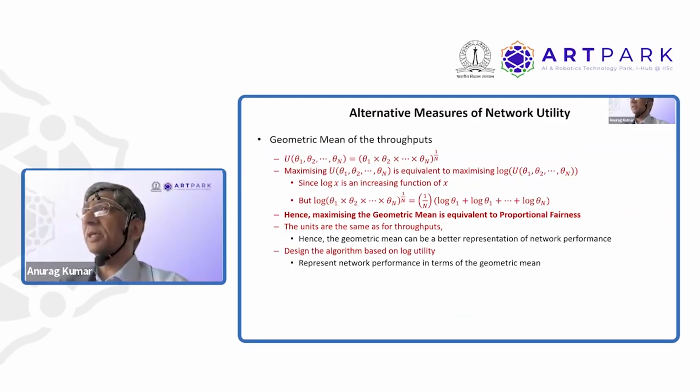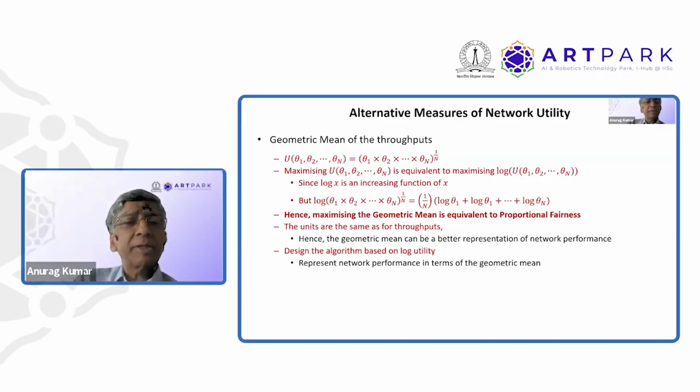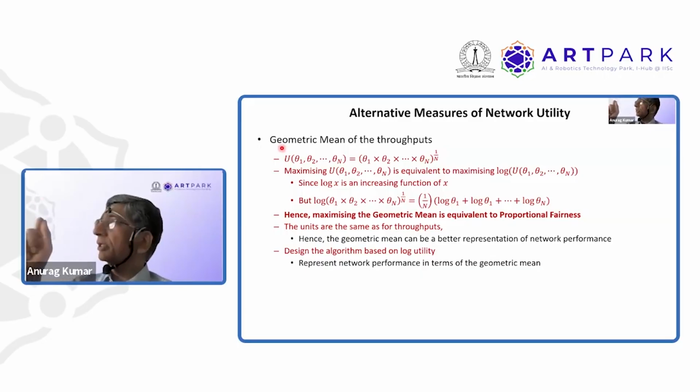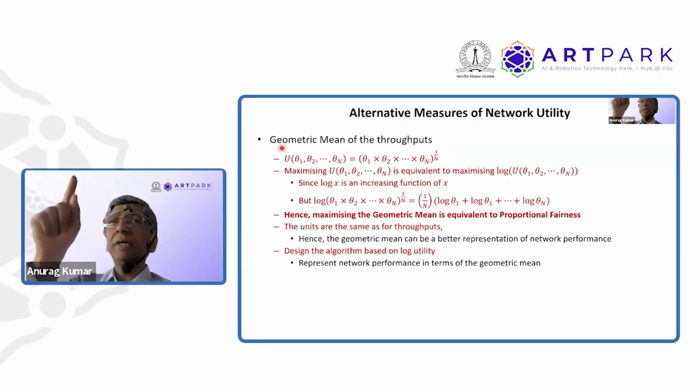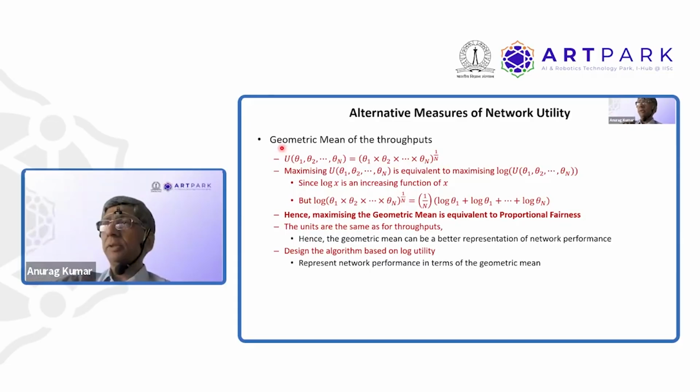If you look at some documents, particularly from the industry, you will find that proportional fair scheduling is represented in a different way. It's represented as the geometric mean of throughputs. Proportional fair scheduling, the way I described, the utility is given as log of the throughput of user 1, log of the throughput of user 2, summed all the way up to n. But look at geometric mean.